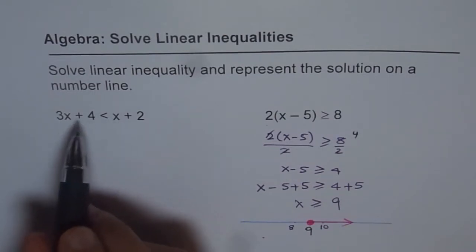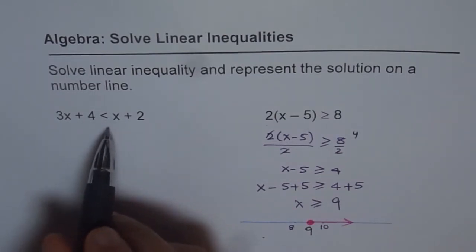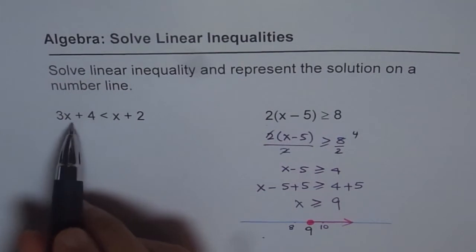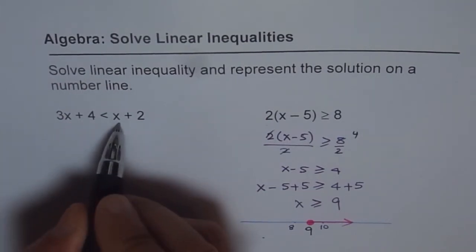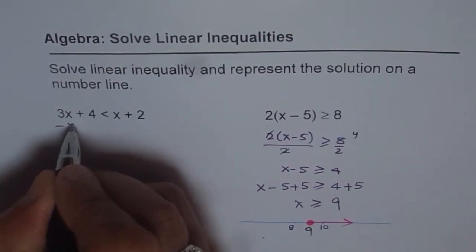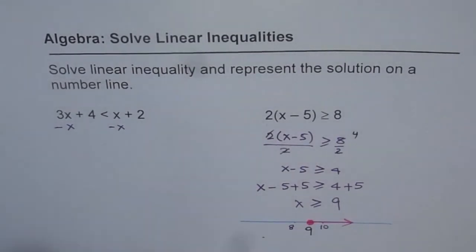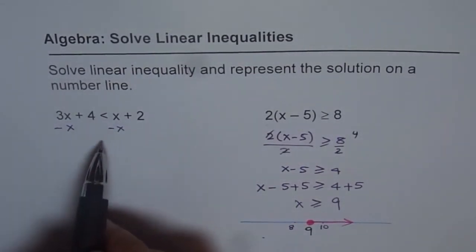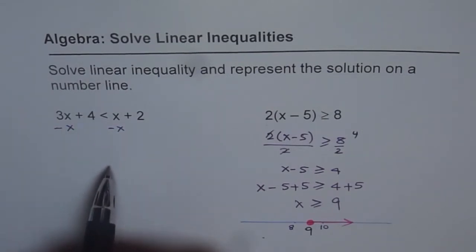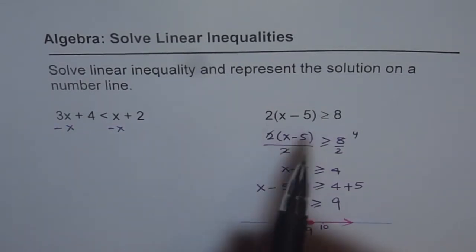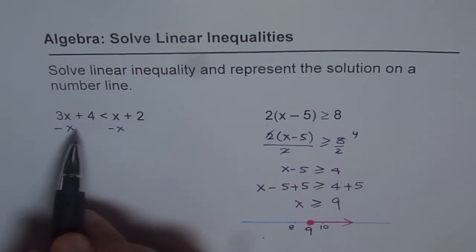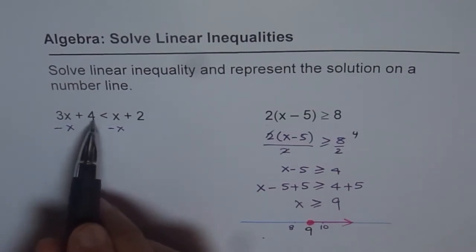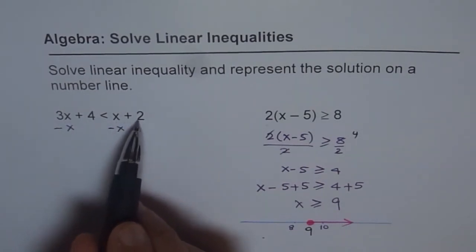Now x is on both sides of this inequality. So what we need to do is bring it on only one side. So we can minus x both sides. So we'll do minus x on this side and minus x on the other side. I'm showing you like this for this question just to show you the steps. Strictly speaking, you should write your equation in complete form. For example, 3x plus 4 minus x and then x plus 2 minus x.